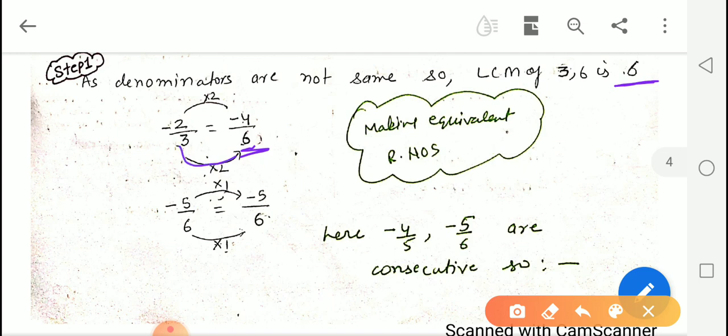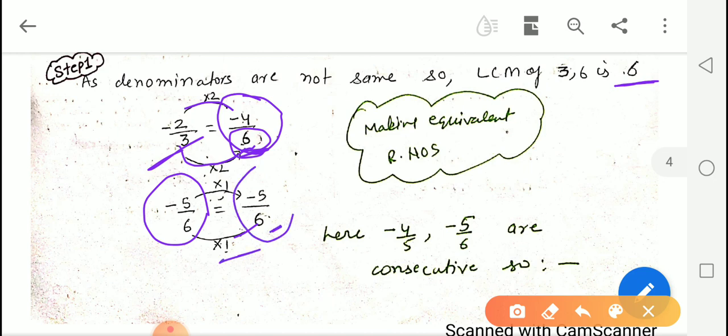So 3 multiplied by 2 is 6, and the numerator is also multiplied by 2. So negative 4 by 6 is the equivalent rational number of negative 2 by 3. Similarly, here negative 5 by 6. So we have to make the denominator 6 only, so we will multiply it by 1 and we will get the same number.